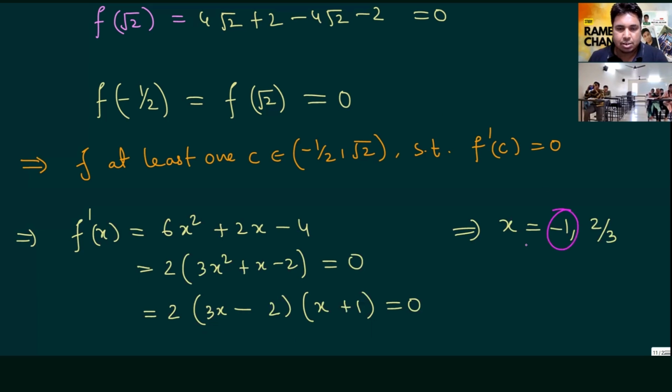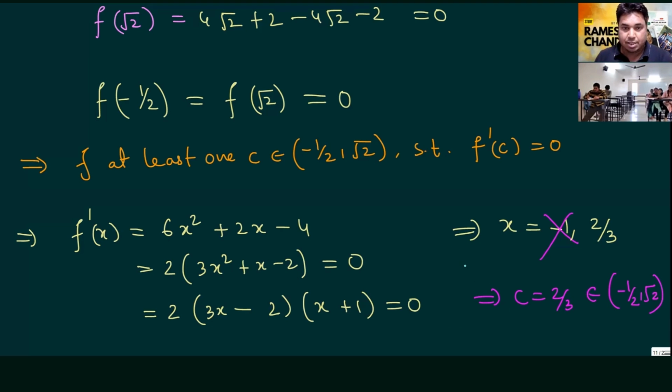Is c minus 1? Can we take c as minus 1? No, sir. Why is it so? We can't take c as minus 1 since minus 1 is not in this domain. So this implies c is equal to 2 by 3, and that belongs to the open interval minus 1 by 2 to root 2. So you can see we have found that c. If we get at least one c, it means that Rolle's theorem is verified. So this implies Rolle's theorem is verified.